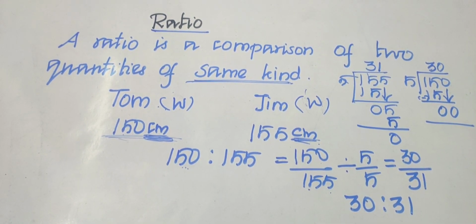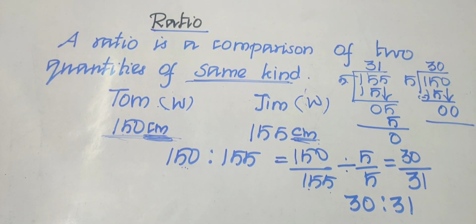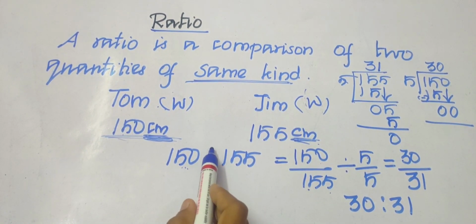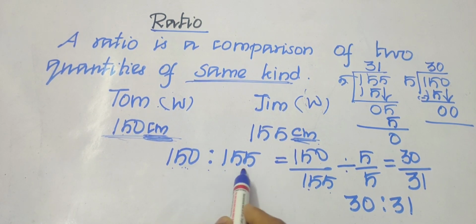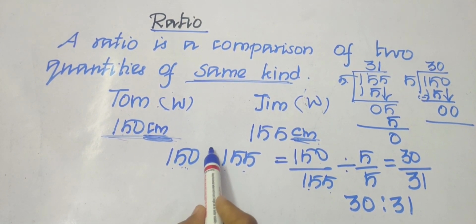So this is called ratio. What does ratio mean? A ratio is a comparison of two quantities of the same kind. So we will use ratio, and we will say it as "is to". 150 is to 155. We will put this symbol.